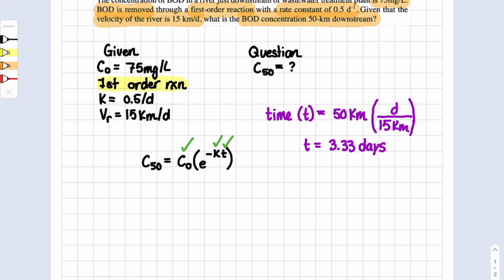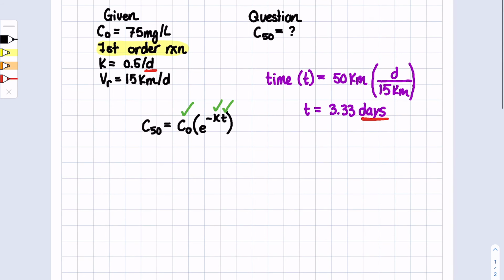Now, notice how our time value here is in days, and our rate constant value is in days. Now, if our rate constant was 0.5 per second, you would have to then change over our time value to seconds. You can't just multiply the values together. It just doesn't work like that. You'd have to make sure that they match up.